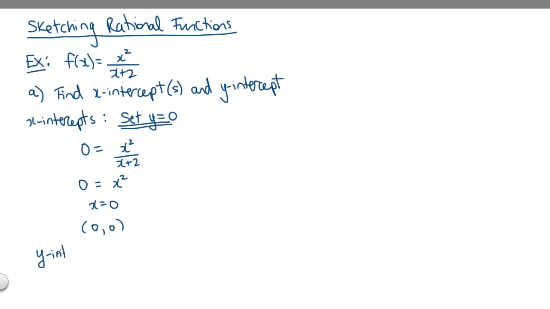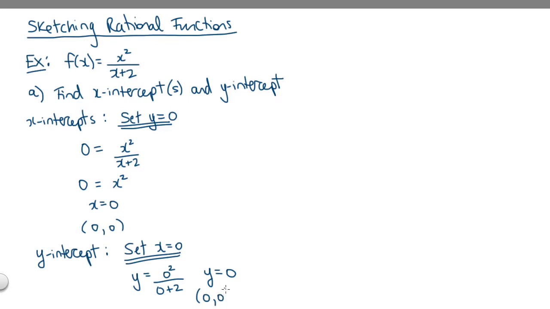For our y-intercept, to find the y-intercept in general, you set x equal to 0 and solve for your y value. So in this case, y is going to equal 0 squared over 0 plus 2. So y works out to 0 over 2, or in other words, just 0. So when we set x equal to 0, we get y equals 0. In fact, this just gives us the same point that we found in the previous part. So just the point (0, 0), that's our only intercept for this particular function.